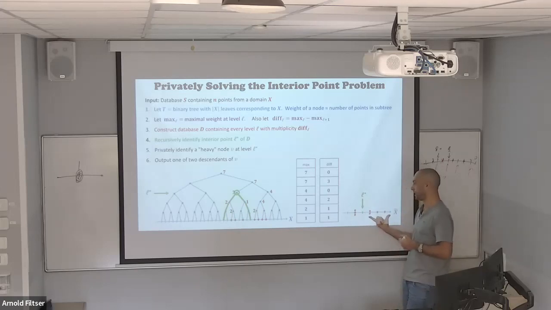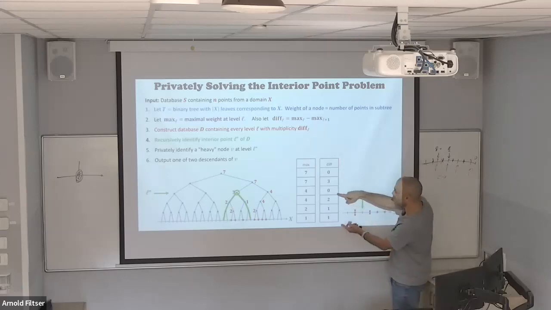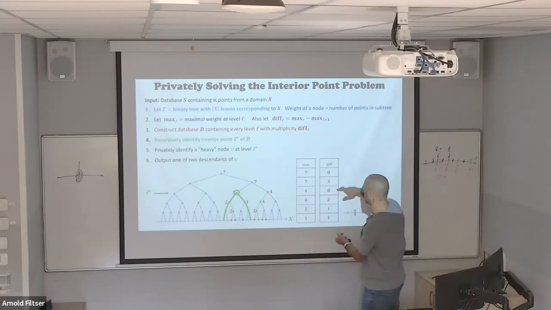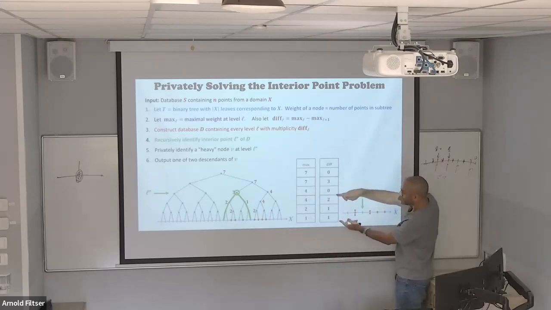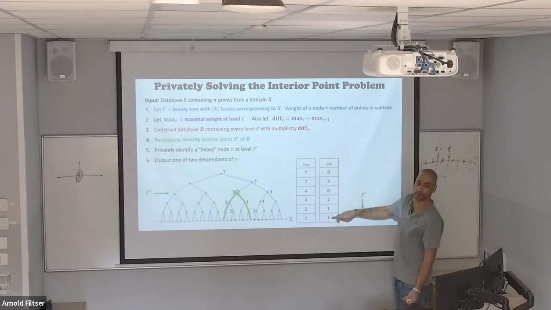Okay, so there are many input points which are bigger than L star. What does it mean? It means that here there are a lot of points. So L star in this example is here. So in this cell, in the difference table, there are a lot of numbers written here. Okay.